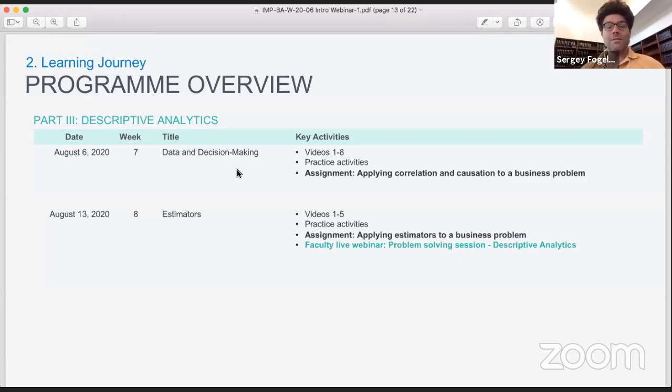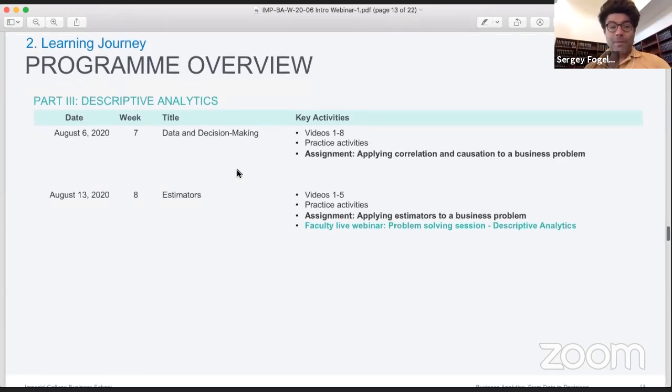Basically here, what you're going to be covering is understanding the difference between correlation and causation, how to compute correlations, things like this. And you'll have your first assignment where you're going to be applying correlation and causation to a business problem. Then in week 8, we really start tiptoeing into the meat of data science and machine learning and learning about estimators. Specifically, you'll learn about maximum likelihood estimators, Laplace estimators, and you'll be able to apply estimators to a business problem. And you'll also have your very first faculty live webinar, where one of our 2 faculty members for the course will be going through a problem solving session, and I will also be moderating that session as well.